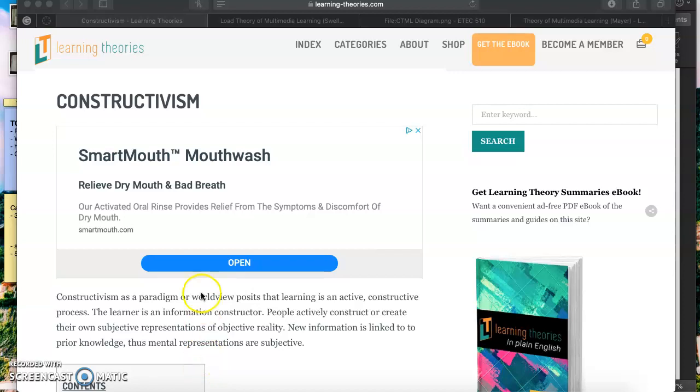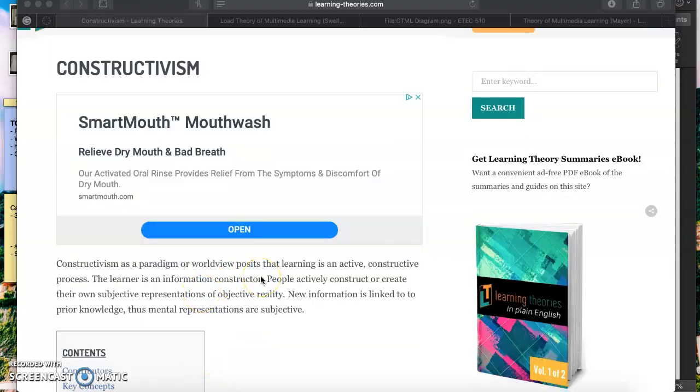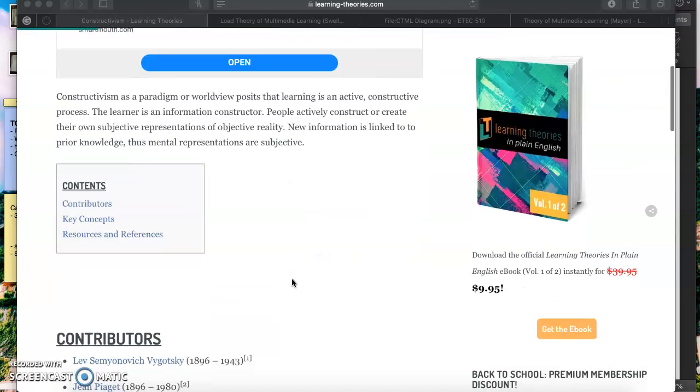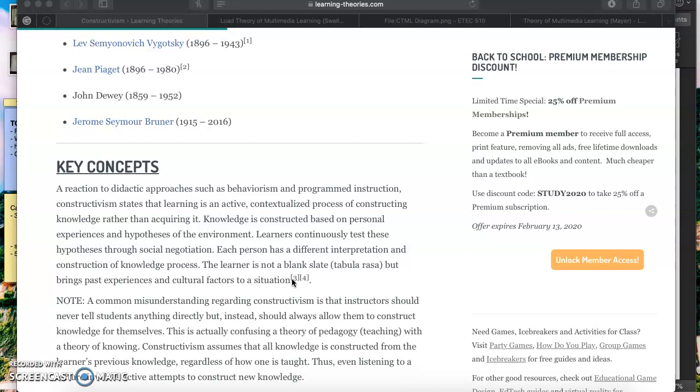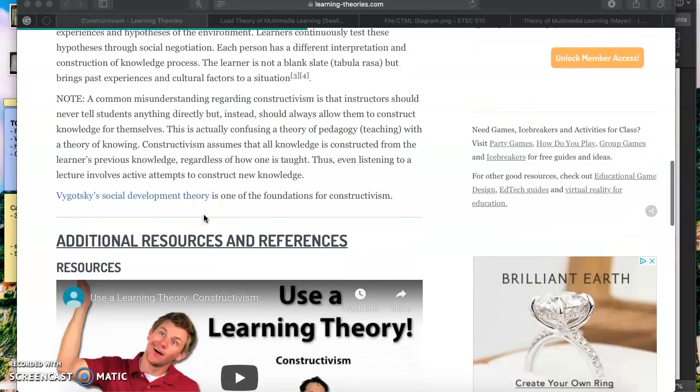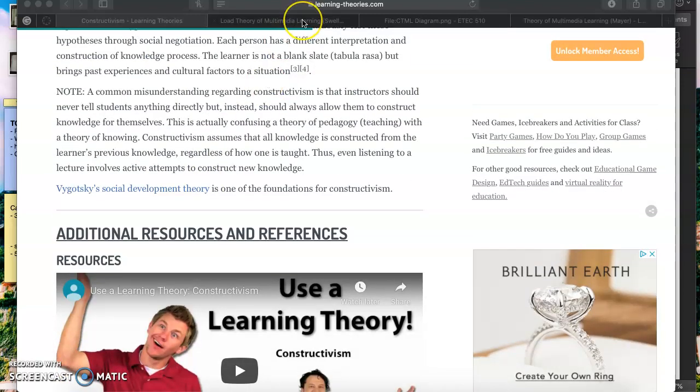So first off, constructivism is basically just a paradigm or worldview that learning is an active and constructive process. Some key concepts about this are that it's a contextualized process of constructing knowledge rather than acquiring it. So it's like the whole learn by doing, and it's based on personal experiences and hypotheses of the environment. So that's really important, and definitely the whole idea of learning by doing.